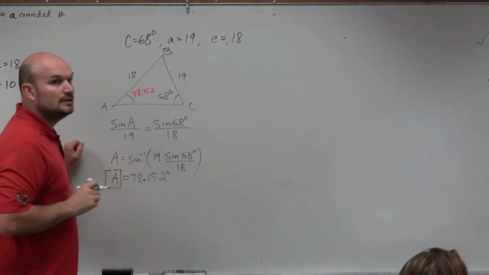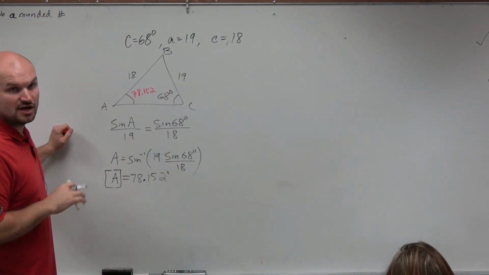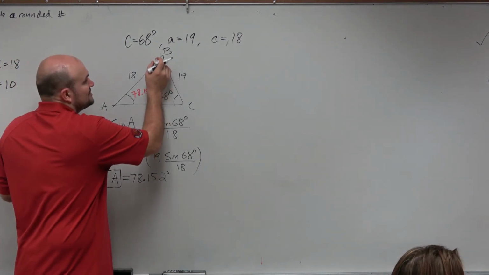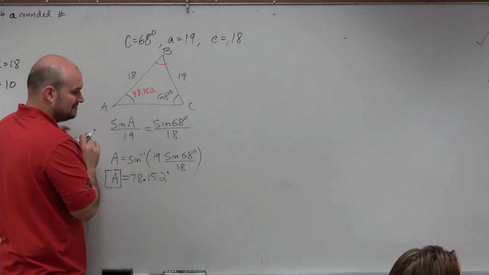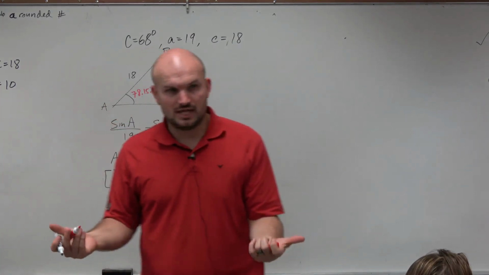OK. Now, do you guys want to finish solving this and then check for the second triangle? Or, yeah, let's go and finish this. Let's just go and finish this. The next one, we've got to find B. So to find angle B, we know that all the angles in a triangle add up to 180.